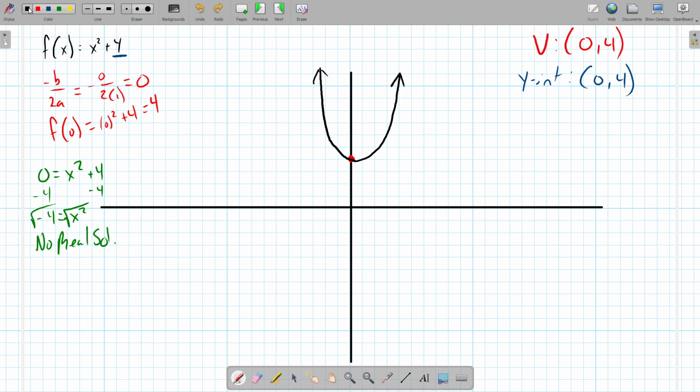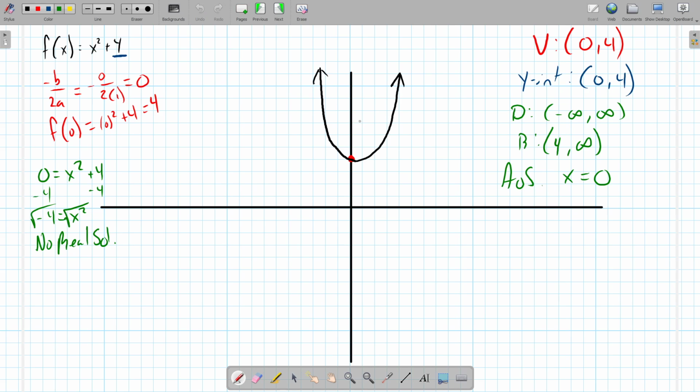Now we need to define the domain, which we know is all real numbers, negative infinity to infinity. The range, because this parabola is opening up, is going to be the y value of the vertex to infinity, 4 to infinity. The axis of symmetry is x equals the x value of the vertex. So axis of symmetry, x equals 0.